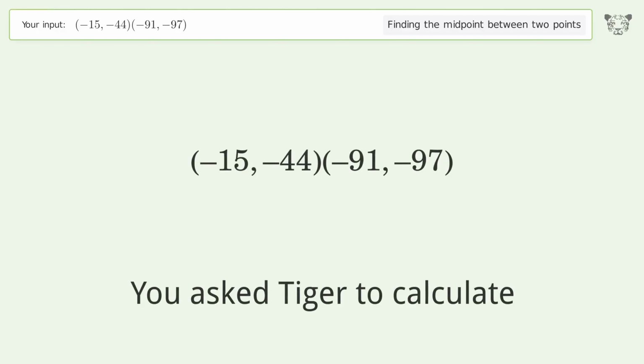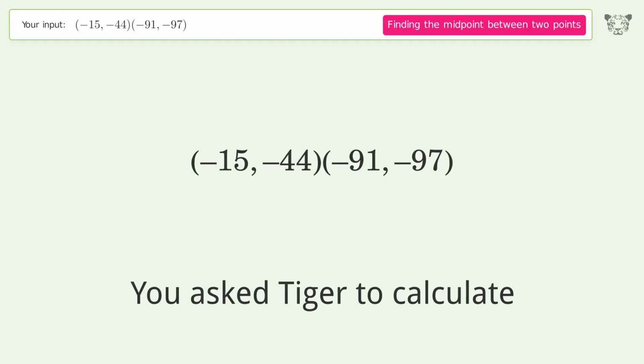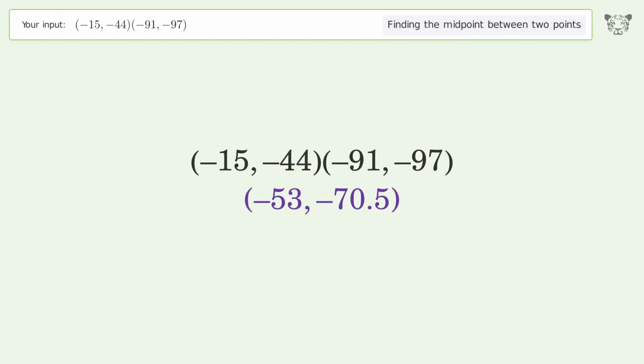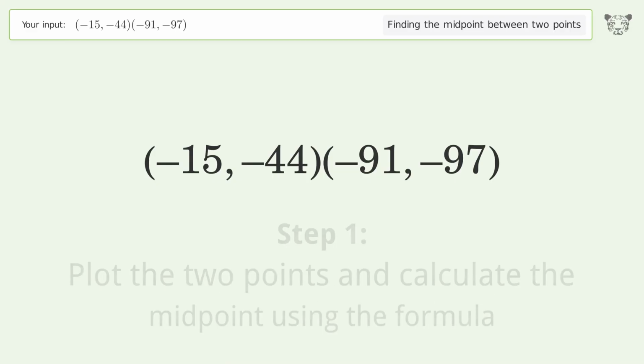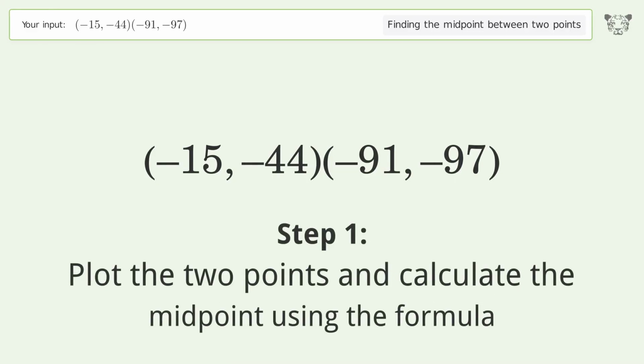You ask Tiger to calculate. This deals with finding the midpoint between 2 points. The midpoint between the 2 points is -53, -70.5. Let's solve it step by step. Plot the 2 points and calculate the midpoint using the formula.